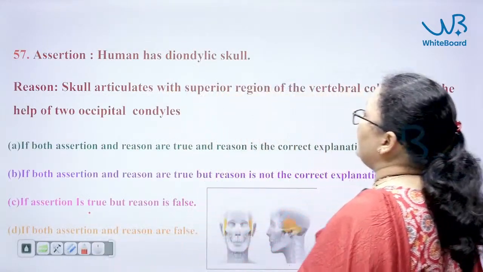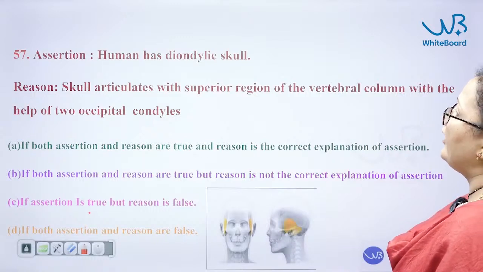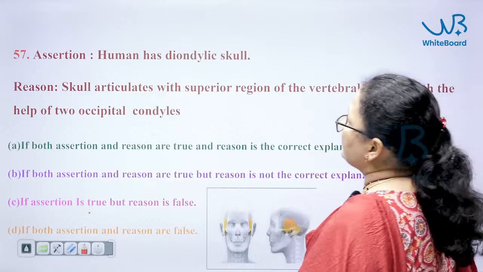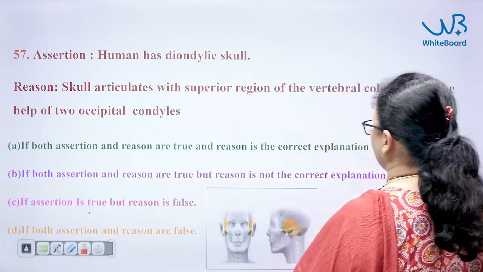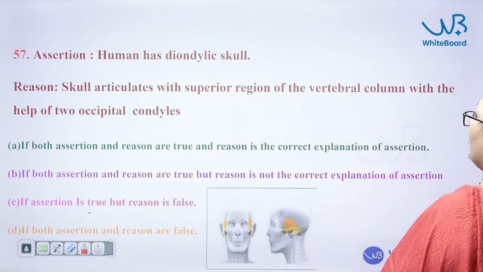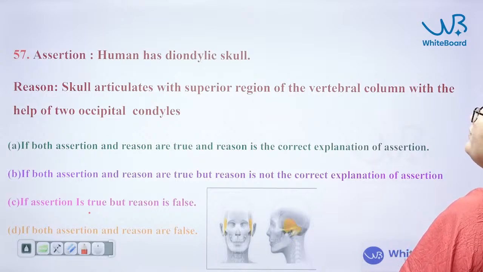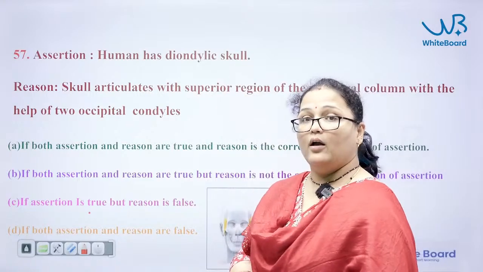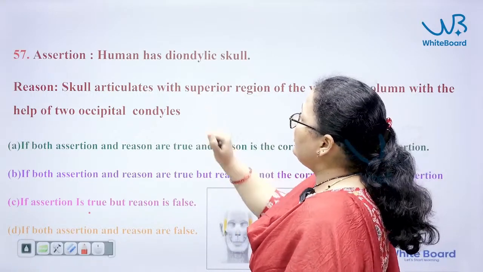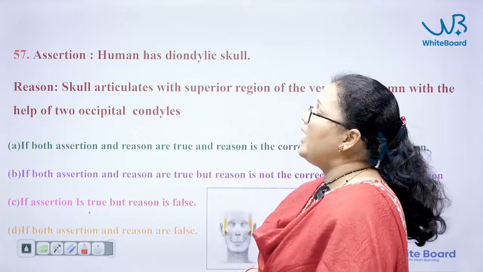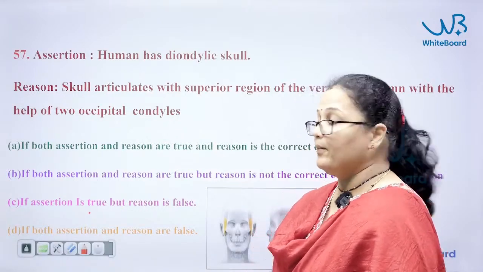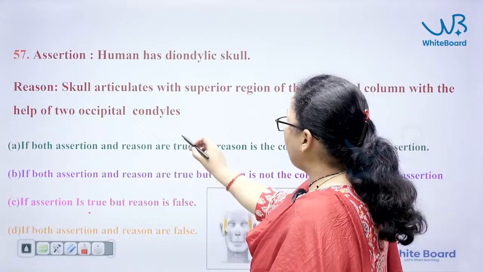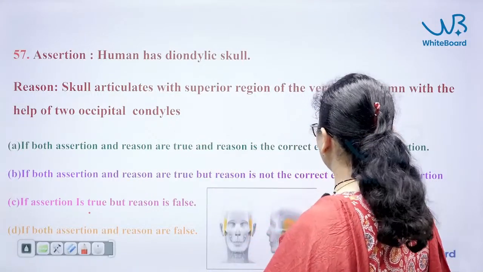Next, assertion type of question. Assertion: Human has a dicondylic skull, yes. Reason: the skull articulates with the superior region of the vertebral column with the help of two occipital condyles, okay. So, it contains this, and the reason is that it is connected with the help of two occipital condyles. So, coming to the options, both A and R are true, and R is a correct explanation of A.